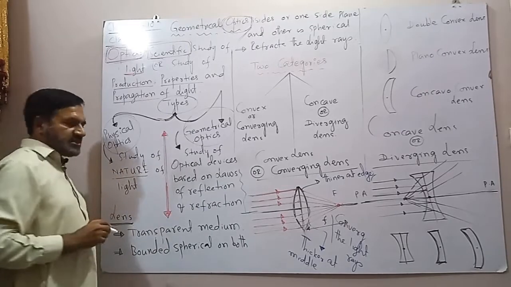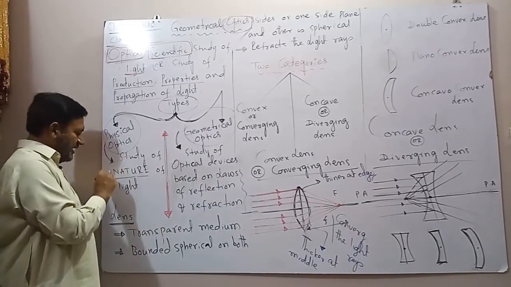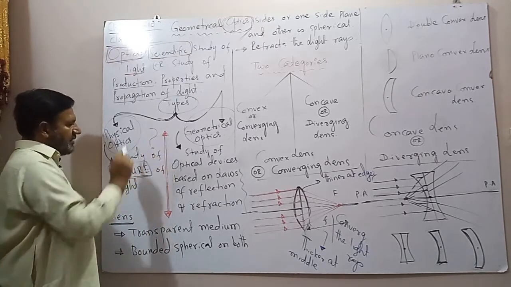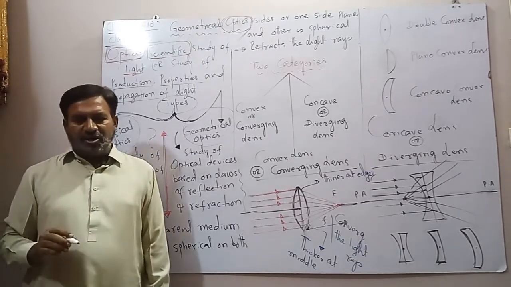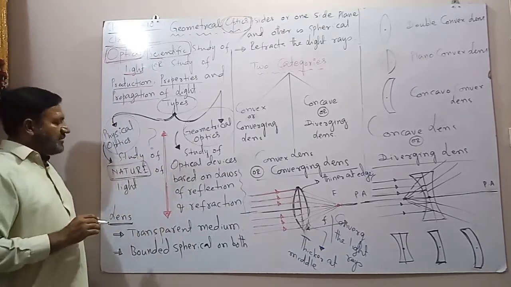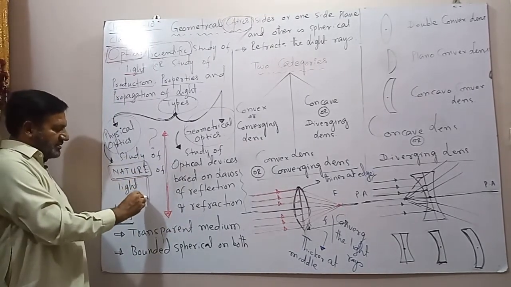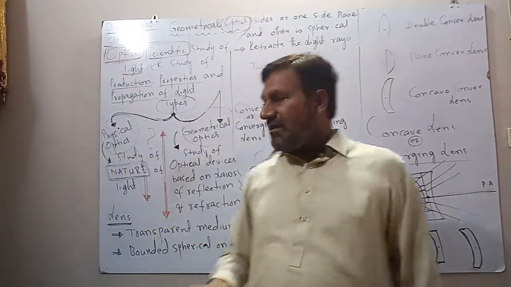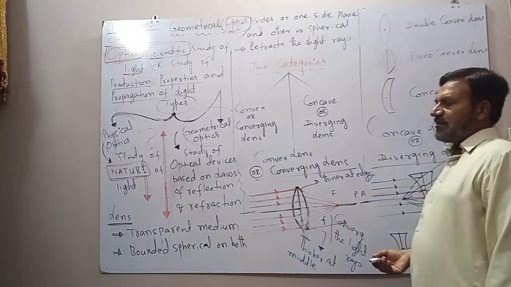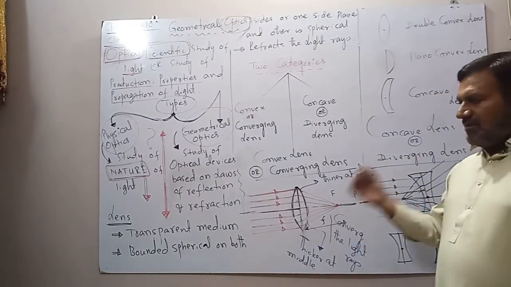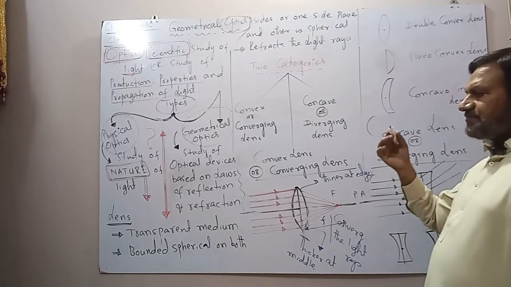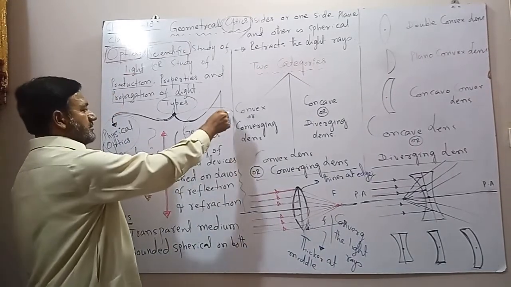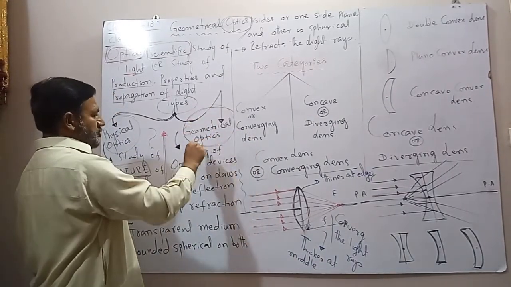In physical optics, we discuss the nature of light. What is light? This question is solved in physical optics. What is the nature of light? The nature of light means what are the different theories about light, like the corpuscular theory of light that was given by Newton, as well as the wave nature of light. There are two main theories of light, the wave theory of light as well as the particle nature of light.